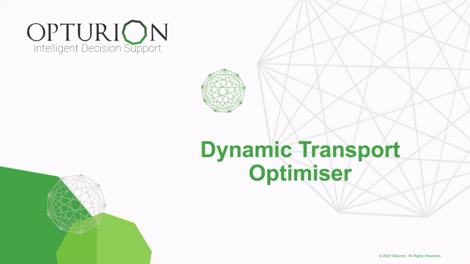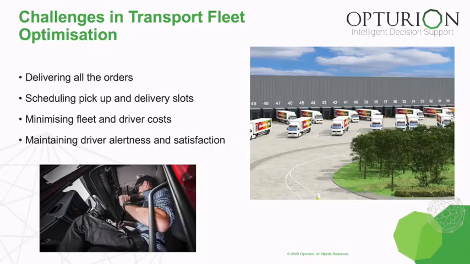We've developed an AI-based technology for fleet scheduling that is now deployed in Opturion's Dynamic Transport Optimiser. The challenges in transport fleet optimization are to deliver all the orders that have been placed, to schedule slots and bays for their pickup and delivery, to minimize the cost of the fleet and the cost of drivers, but to maintain driver safety in terms of alertness and driver satisfaction.